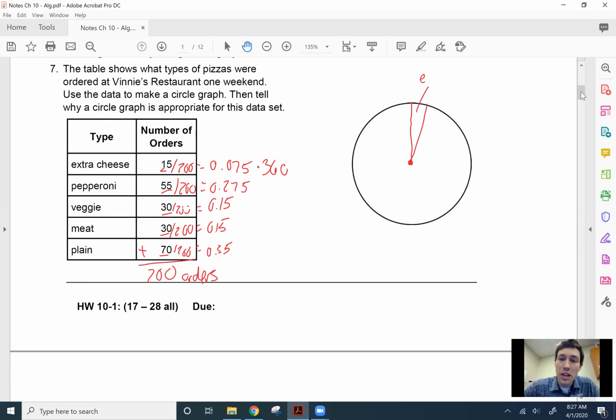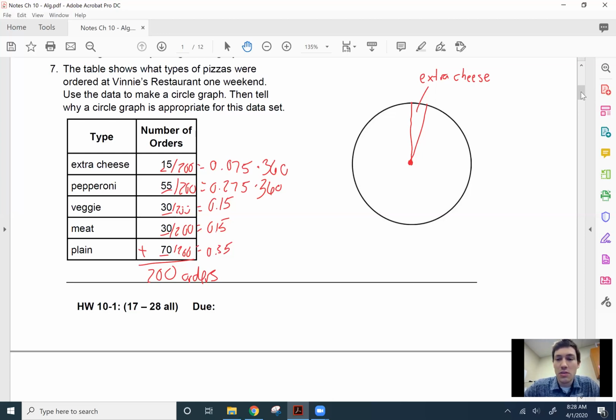So that will represent extra cheese. Oops, I spelled the Z. All right, that's extra cheese. Now we're going to do the same thing here. Take this times 360. 0.275 times 360 is 99 degrees. So 100 degrees. I'm going to say if that's 0.275, that's a little over 25%, which would obviously be a quarter. 99 degrees.